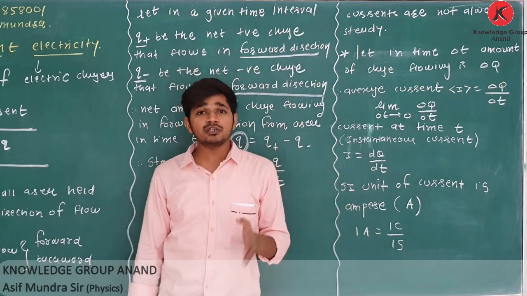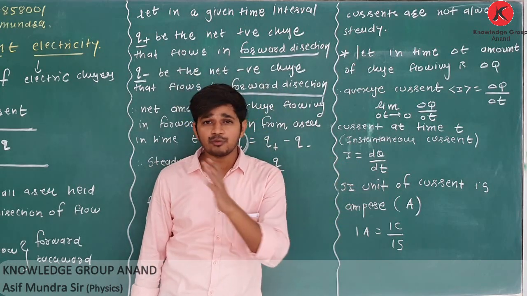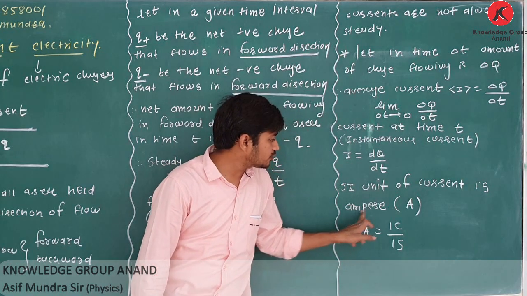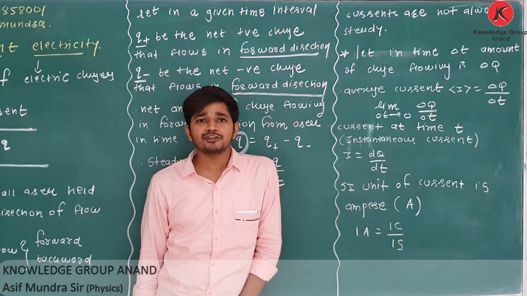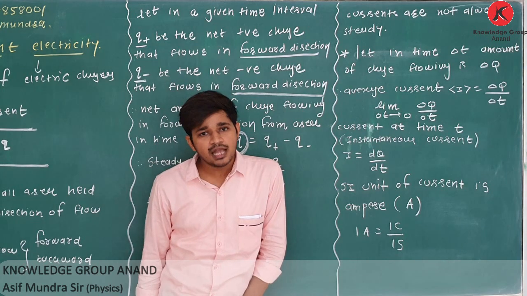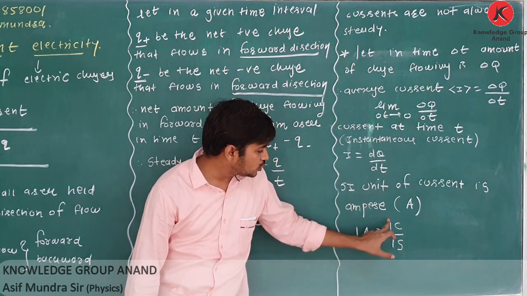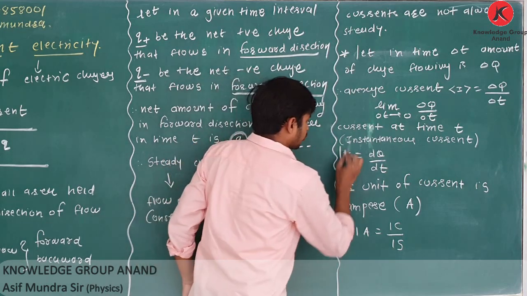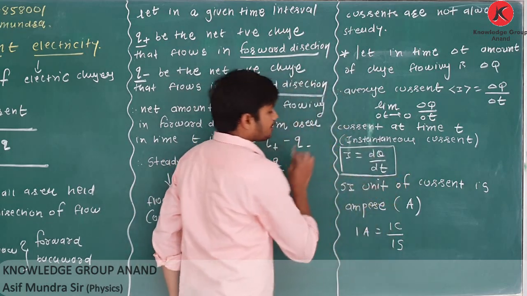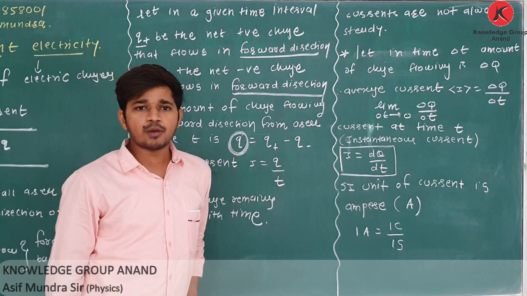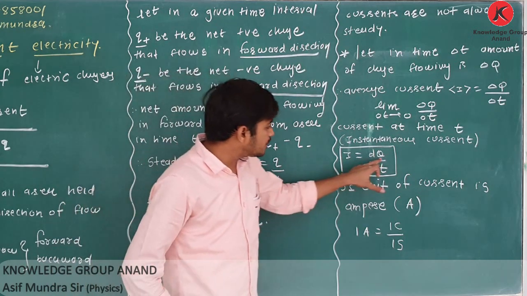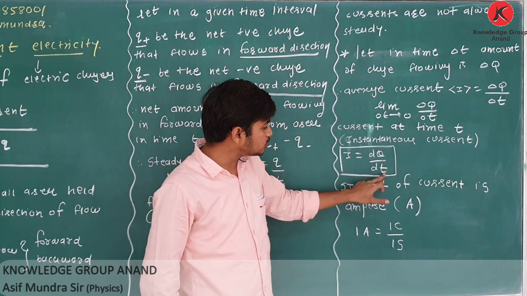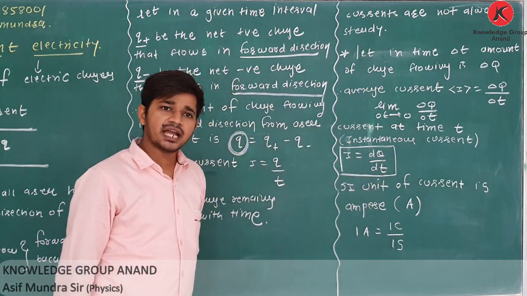Okay. What is the SI unit of current? Yes, in 11th chapter 2, units, measurement and dimensions, you have already studied. SI unit of current is ampere, and I can write 1 ampere is equal to 1 coulomb per second. Now see here, I is equal to dq upon dt. So if you are given charge q, you differentiate it with respect to time, you will get current.